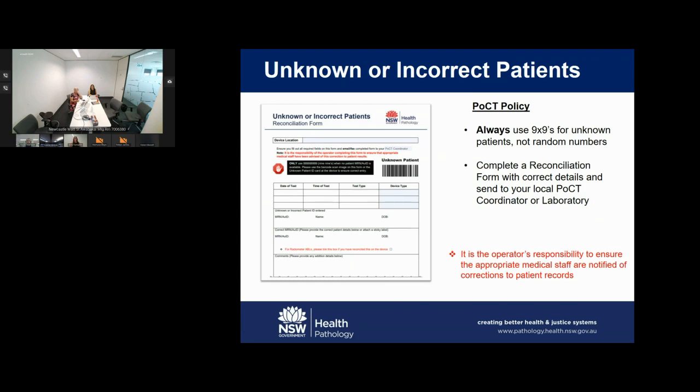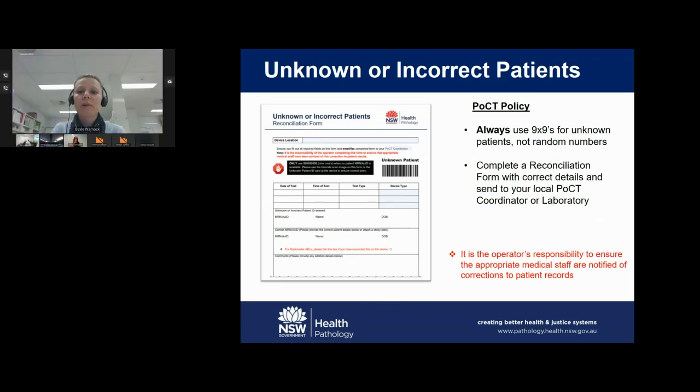And I will ask Gail just to jump in if there's anything I've missed as one of the coordinators. Yeah, look, I think one of the really important things to point out is just to make sure that people are using this 9/9s process and filling in the form and sending it back. It's really important for us to capture that information in the patient's medical record. It might become more important down the track.